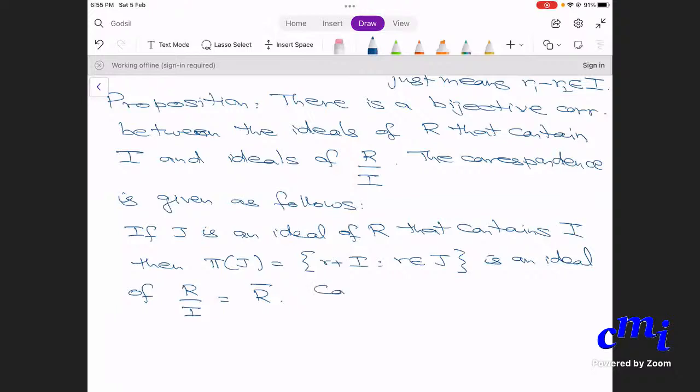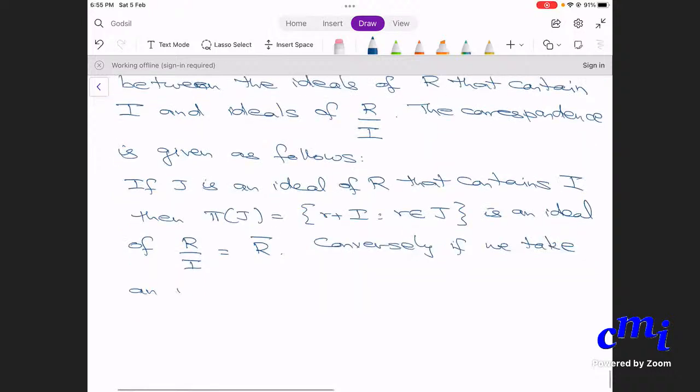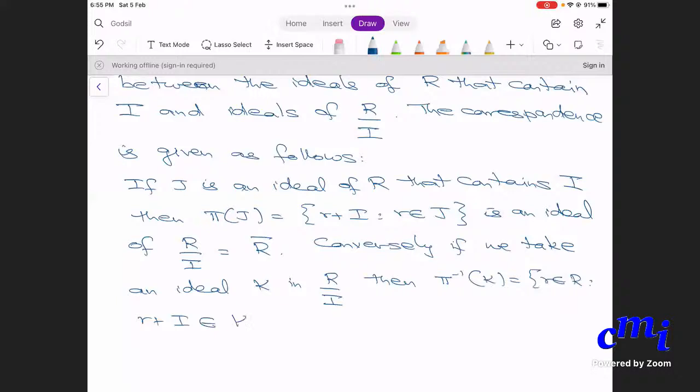Conversely, if we take an ideal K in R mod I, so K is an ideal of R mod I, that means it consists of various cosets. Then pi inverse(K), by which we mean the set of all r in R such that r + I is in K, is an ideal of R.